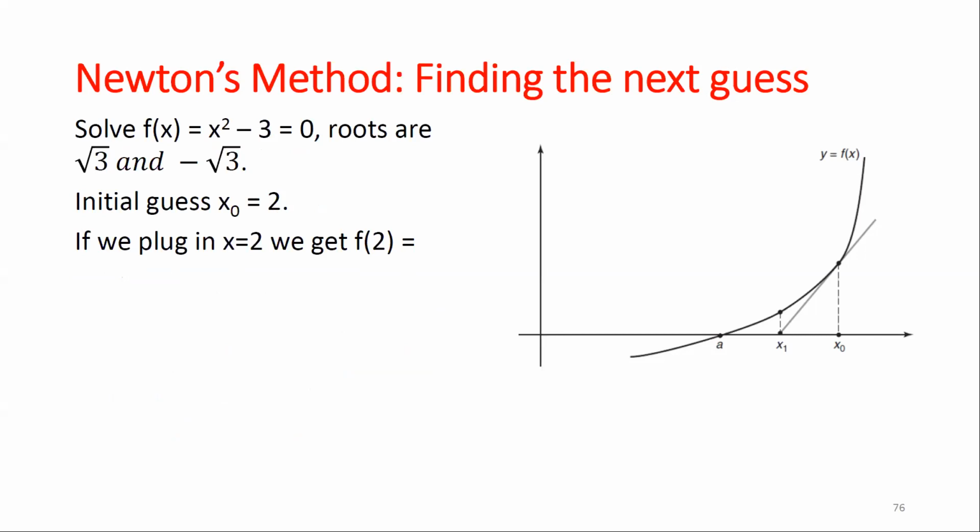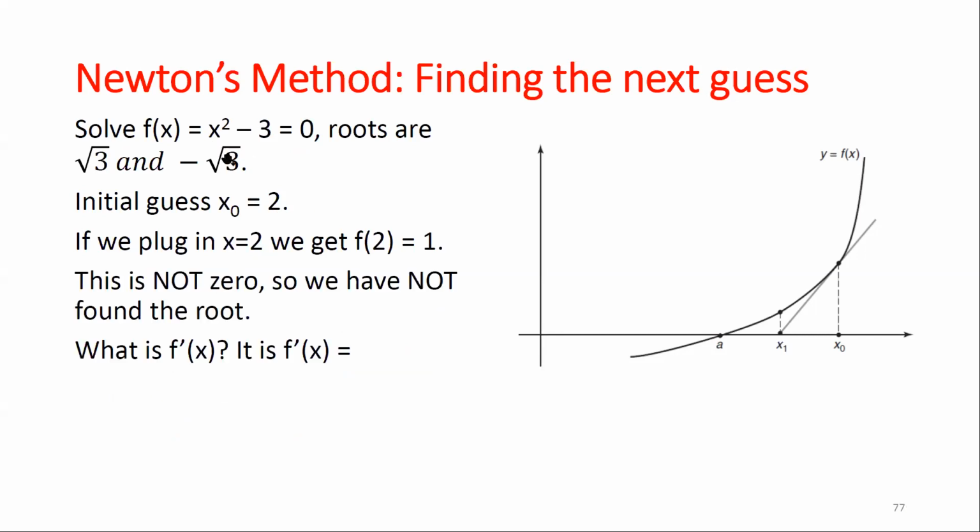We agree that 2 is not a really good approximation, because 2 squared is 4. It's not a great guess. It's not terrible. So if we plug in x equals 2, what do we get? 4 minus 3 is 1. So we get 1. This is not 0, so we have not found the root.